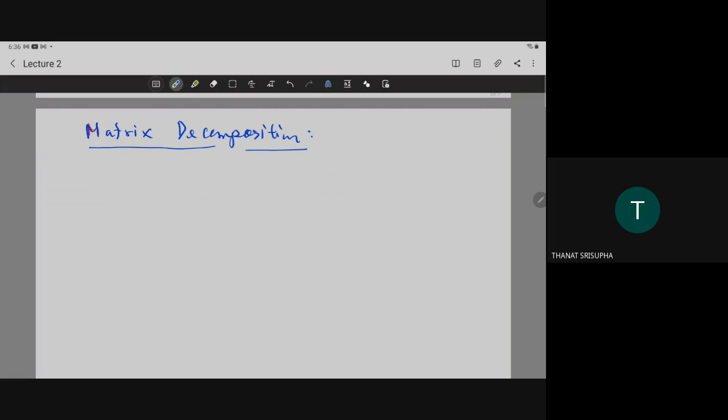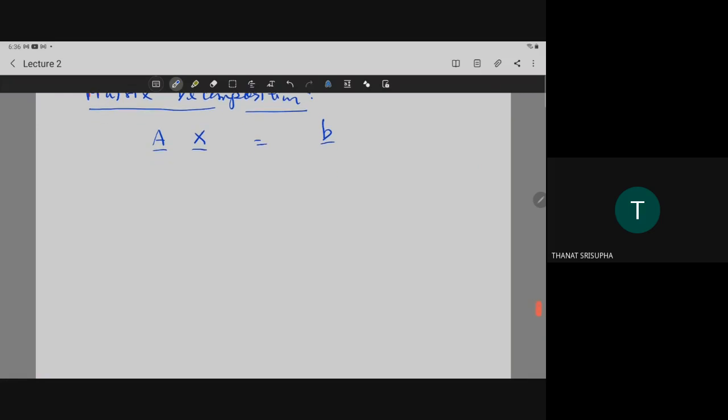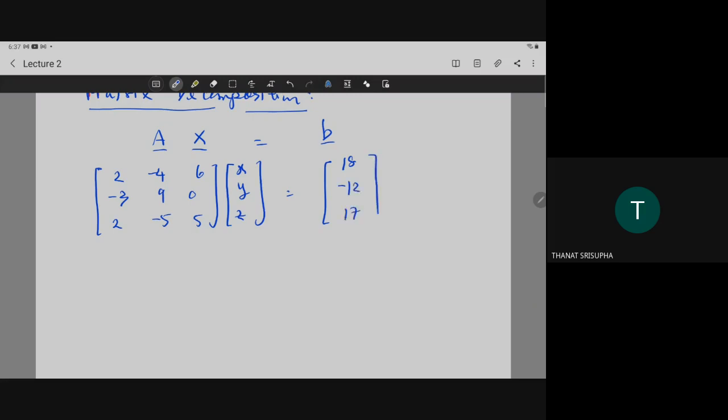Okay. So if I first go back to the equation that we were looking at earlier, we set up AX equals B like that, right? And we write matrix A, which is 2, minus 4, 6; minus 3, 9, 0; 2, minus 5, 5. And for the unknowns, they are X, Y, and Z, which is equal to 18, minus 12, and 17.